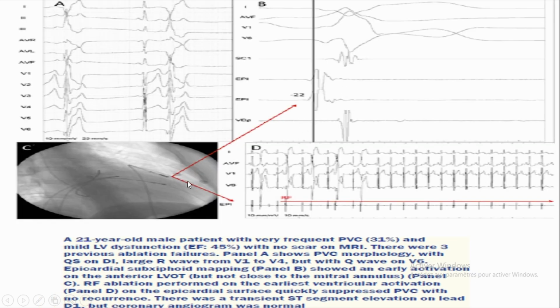This is a case of a 21-year-old man with frequent PVC, 31%, with left ventricular dysfunction. He was treated by radiofrequency ablation with a good evolution.